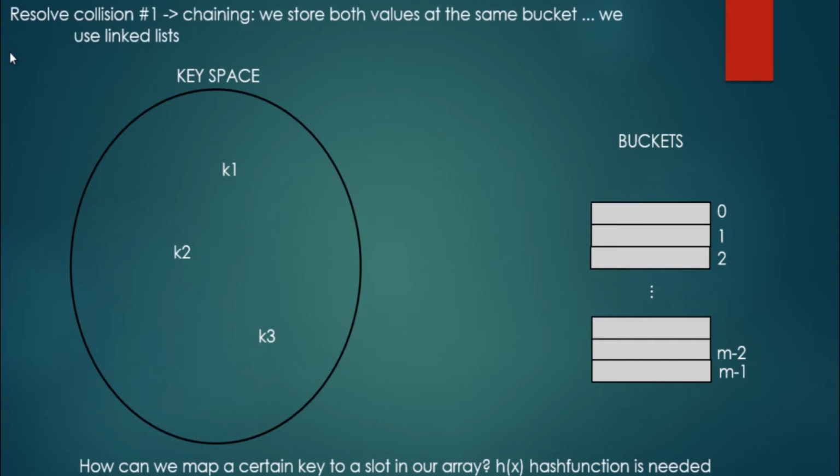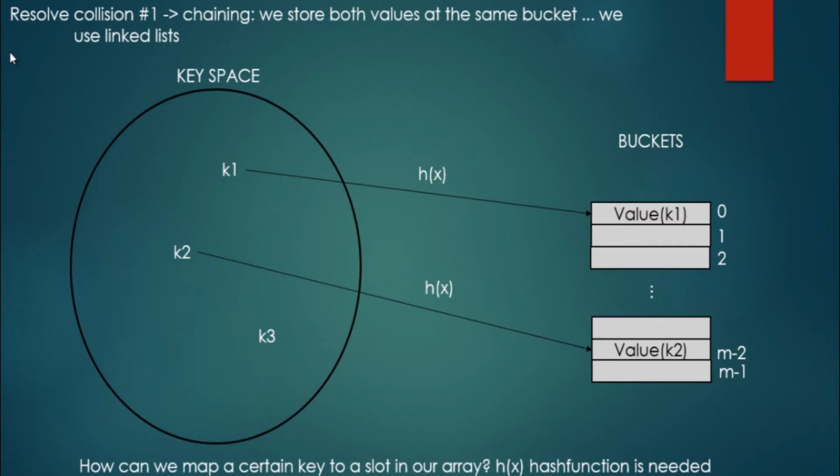There are two solutions for this collision problem. In order to resolve collisions, we can use chaining. Chaining is when we store both values at the same bucket, and we use a linked list. So we solve this problem with the help of a linked list. For example, our hash function is going to map the key k1 to the index 0, and we insert the value of k1 there.